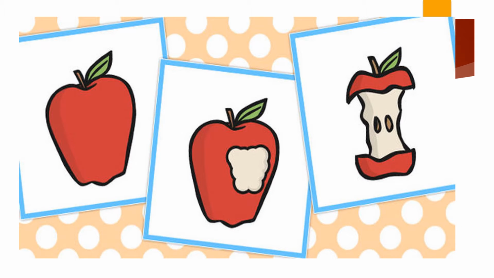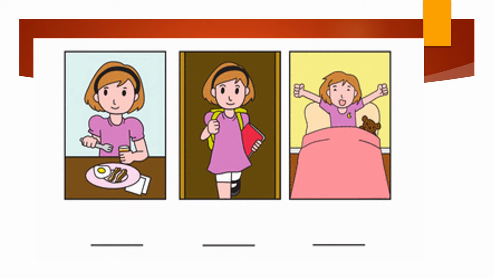Here we have the pictures of an apple. There are three types of apples. One that is complete, one that has a bite, and one that we already ate. What happened first? Well, first the apple is complete, next we take a bite, and finally we eat the whole apple. Apple is now gone.